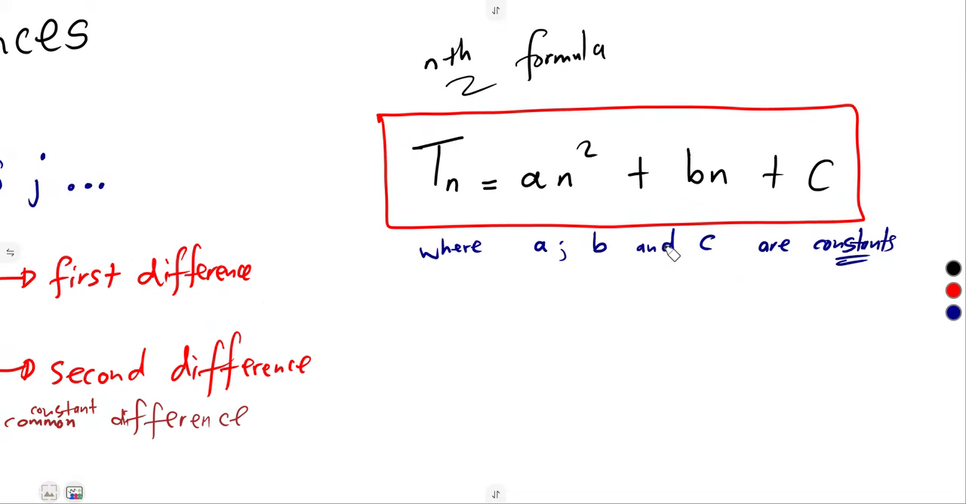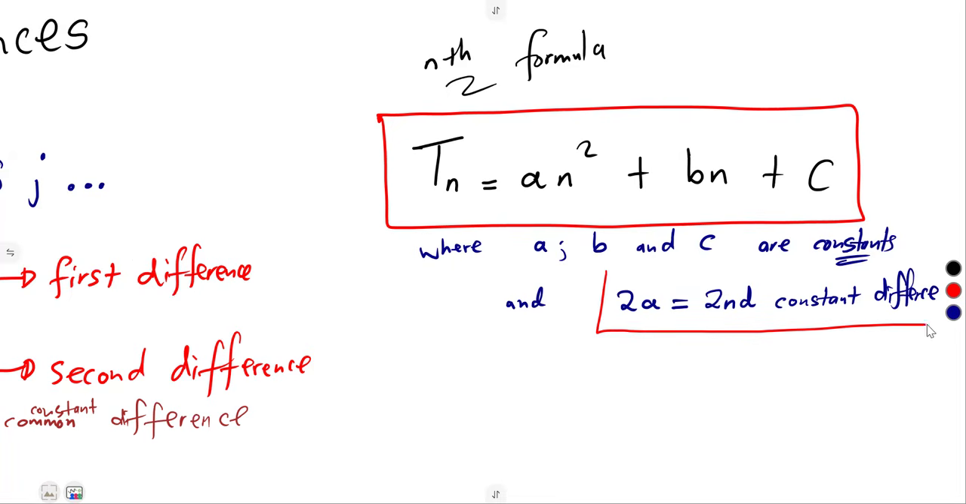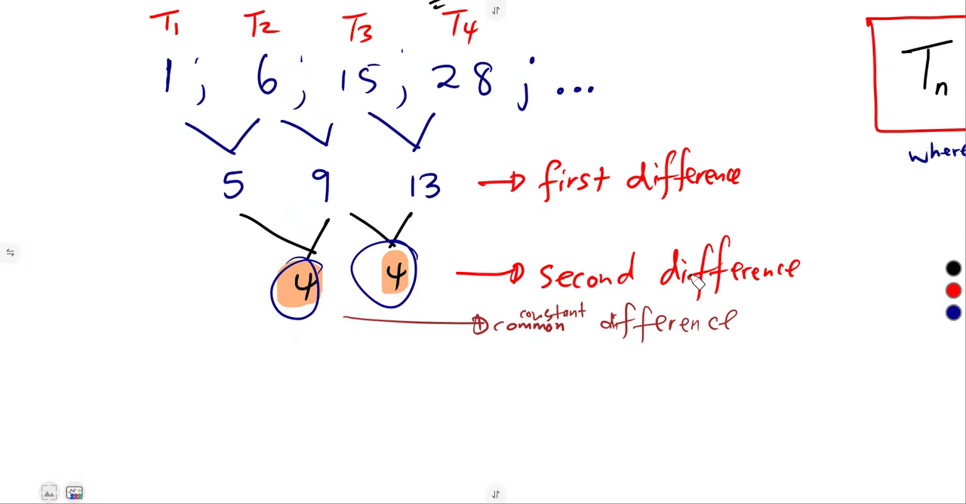So it follows that 2A is equal to the second difference, which is the constant difference in actual sense. The second constant difference. So thus we can determine our A from there. Like in this case, our second difference is 4, so 2A is 4. Divide by 2, so our A is what? Our A is going to be 2. This is what I'm trying to say.